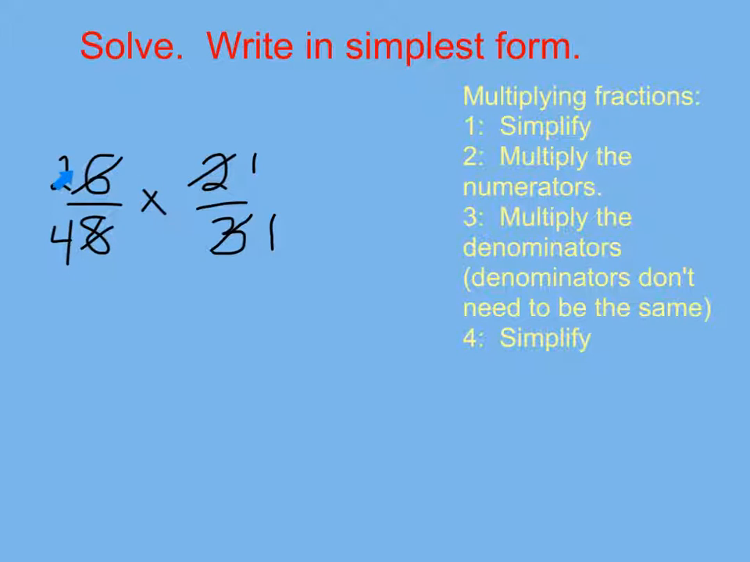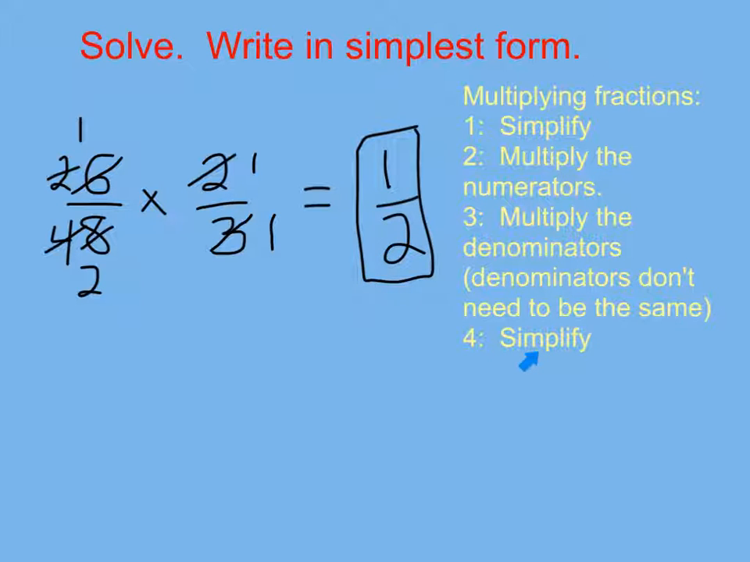Now take a look. I could actually do one more here. So here's a 2 and here's a 4. They're both even. So I could divide both by 2 and I get 1 over 2. And now I'm ready to multiply. 1 times 1, my numerators, that's 1. And I have 2 times 1 here, which is going to be 2. And there's my fraction. And the last step is I look to simplify, but this is in simplest form.